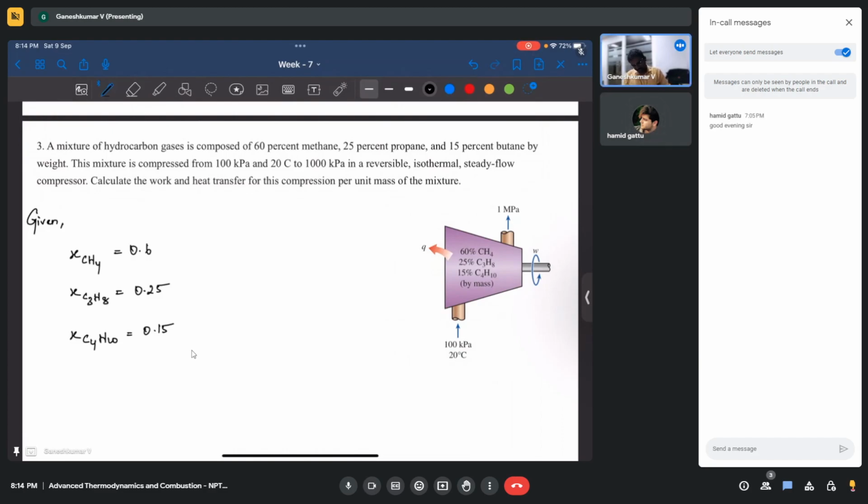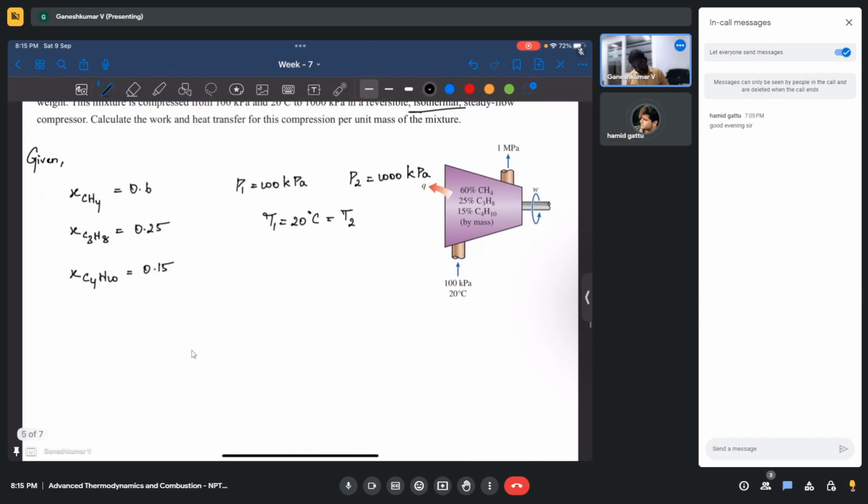The mixture is compressed from P1 equal to 100 kilopascal to 1000 kilopascal in a reversible isothermal steady flow compressor, and the temperature is 20 degrees Celsius. Since it's isothermal, the temperature doesn't change, so T1 equals T2. We are asked to calculate the work and heat transfer for this compression per unit mass of the mixture. So it's just a compressor.